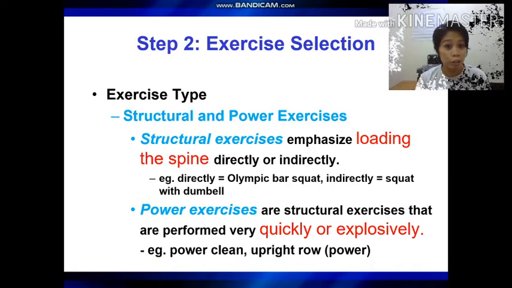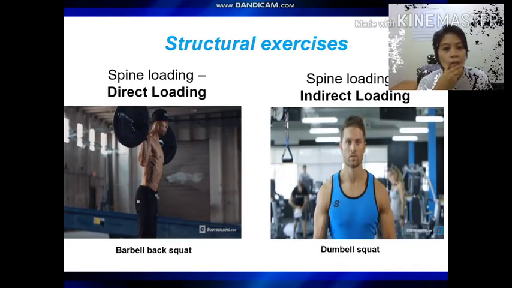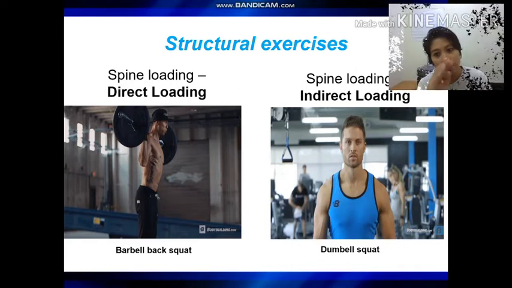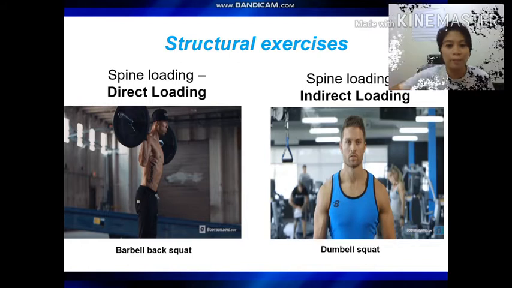Alright, so you understand structural: squat, deadlift, again, and we can go to the examples later on. This one I provide you the video. Spine loading direct will be the barbell back squat. Spine loading indirect still happens, it's indirect, not no loading. Okay, dumbbell squat. Let's see how they do this.